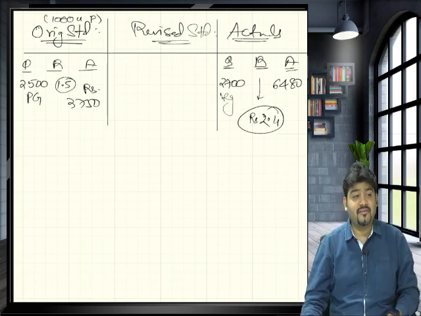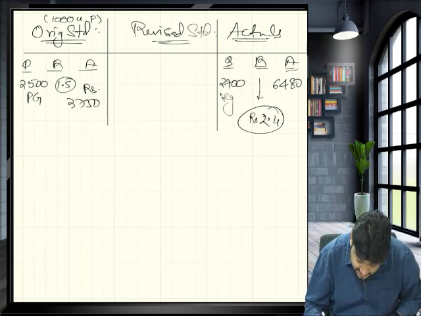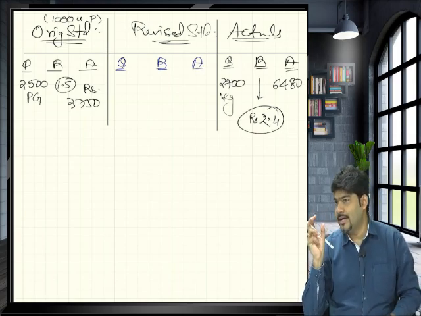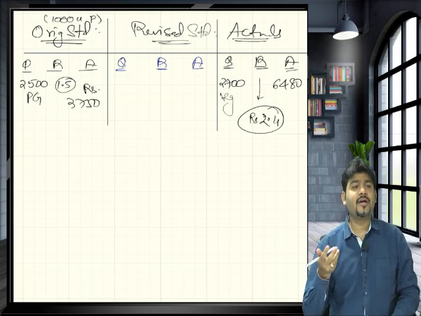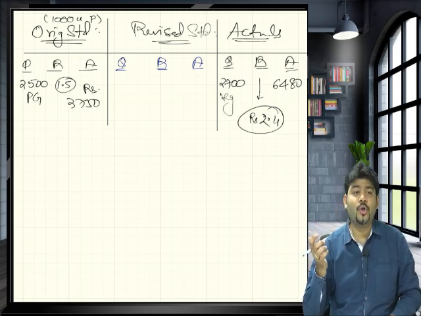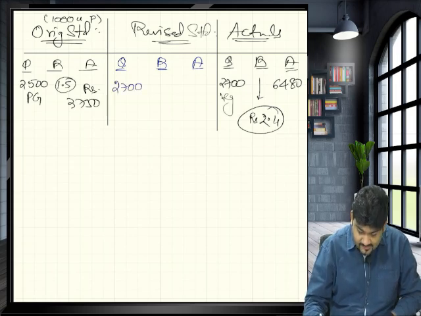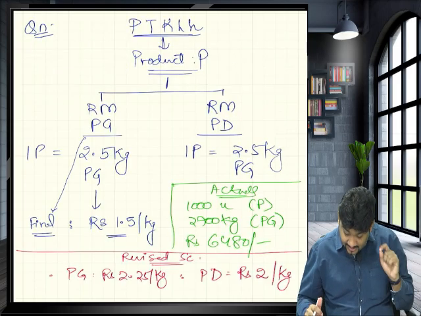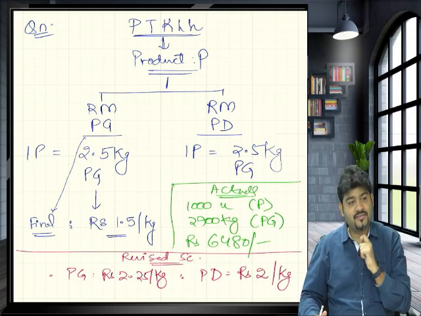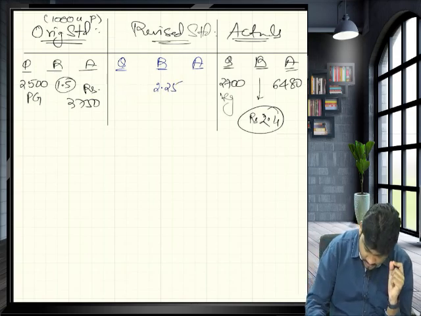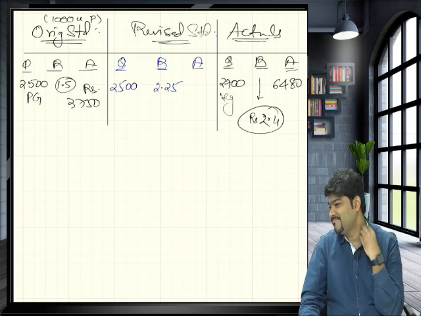Now can I make the revised standard? For the revised standard, will the quantity change? The answer is no. Why will the quantity change? Because market conditions are changing, the price may change, no? Are we understanding? So tell me, how much does this come out to? 2700. Rate is 2.25, because we have consumed PG. Amount is 2500 into 2.25.